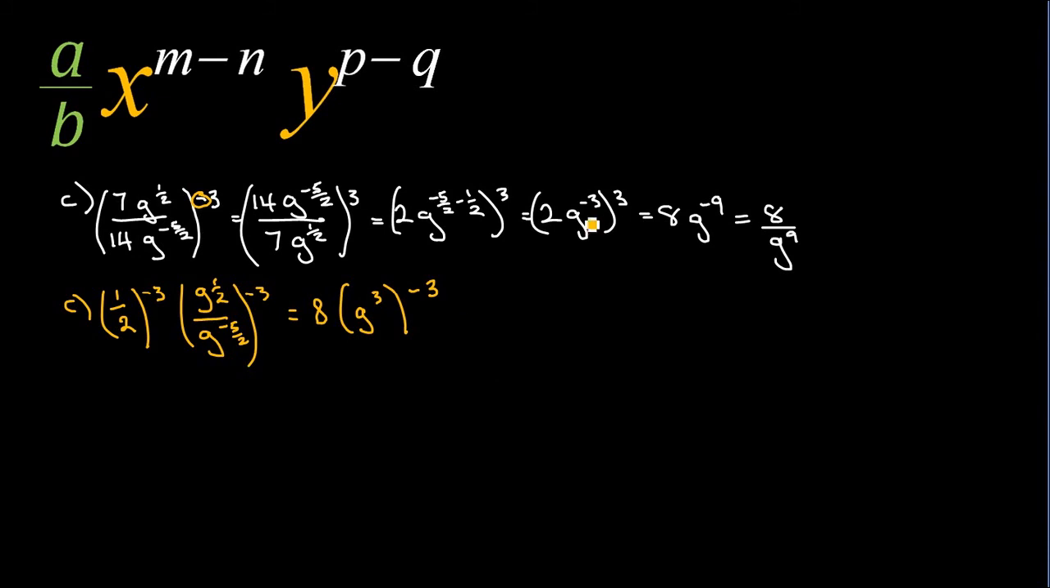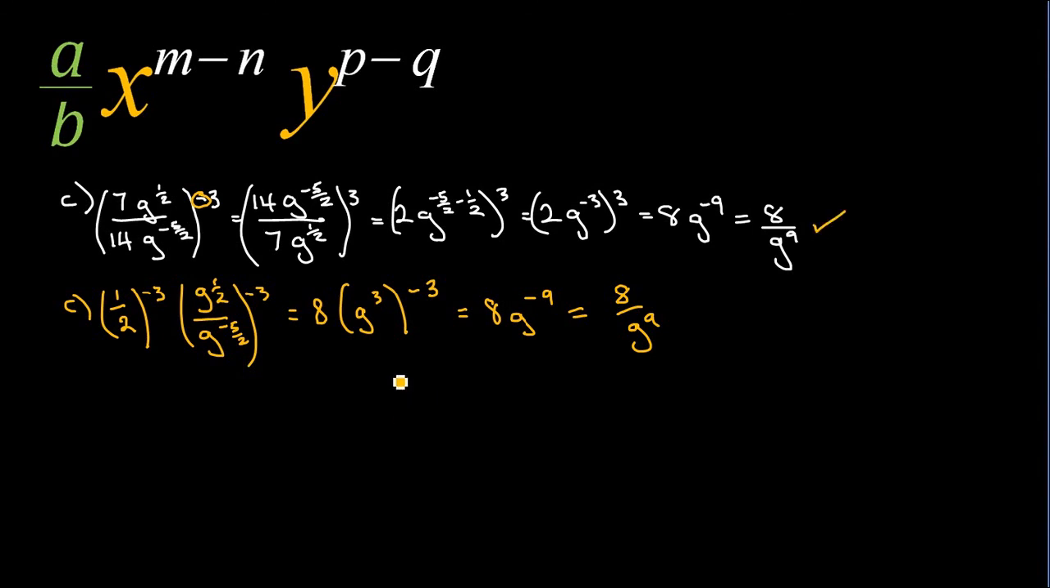Now this is similar to something we had up here, but it's significantly different, so let's see if it produces the same result. So now we've got 8, but we've got g cubed to the power minus 3 this time, so multiplying through we get g to the minus 9, which does indeed give us the same as we had here, so we end up with the same result, 8 over g to the 9. So we say that this is correct.